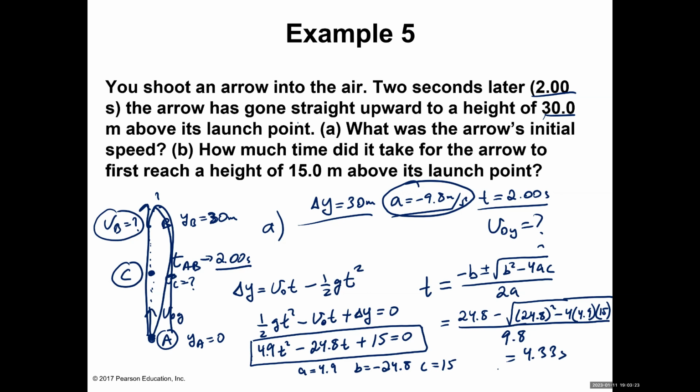All right, so if I look at the second time, this is basically my t2. My t1 is then 0.7 seconds, which makes more sense because if it takes 2 seconds to reach 30 meters, it takes less than that to reach 15 meters. Remember, it's going to be slowing down after that. So that will be the first time. All right, any questions?